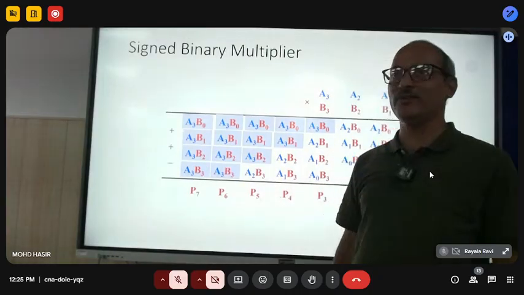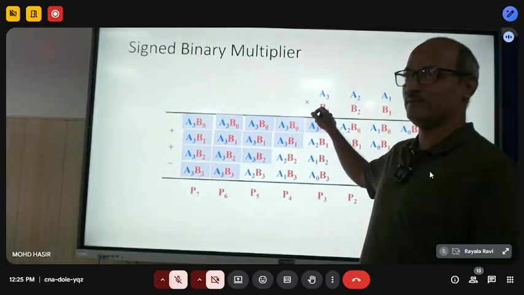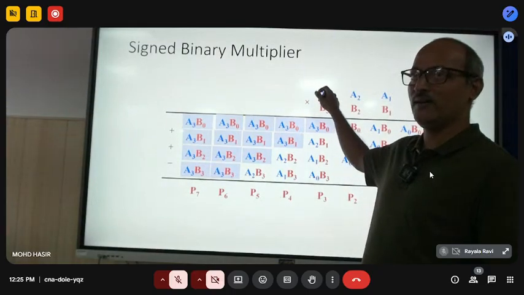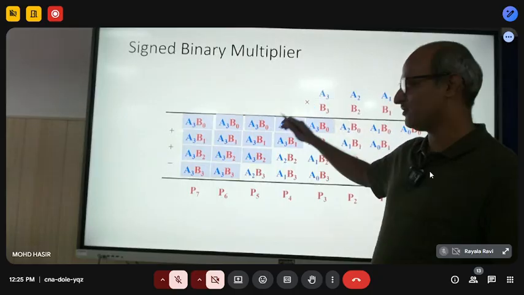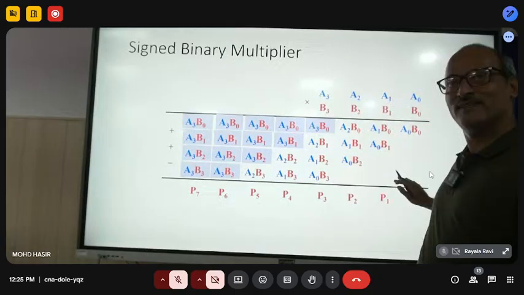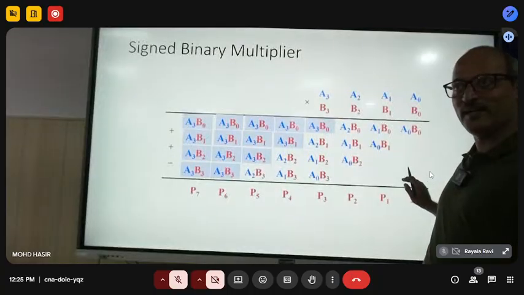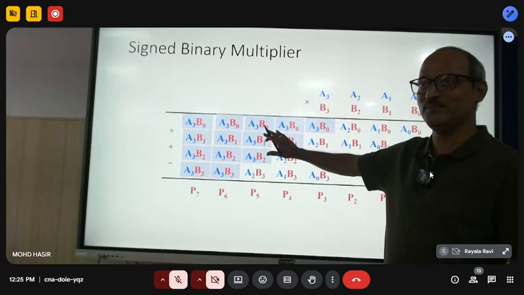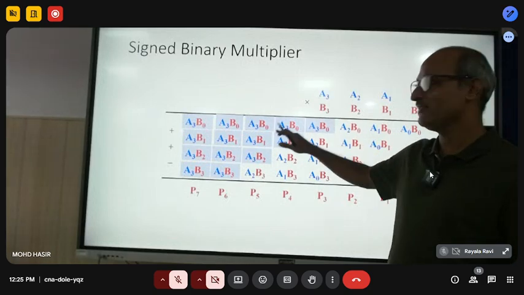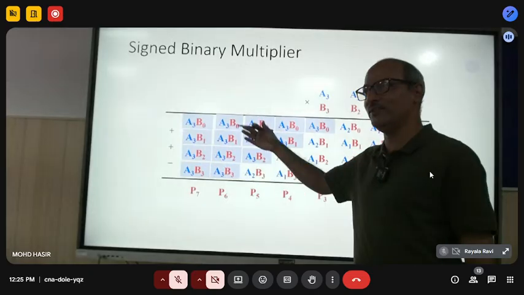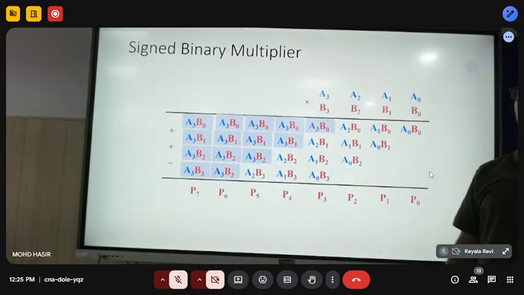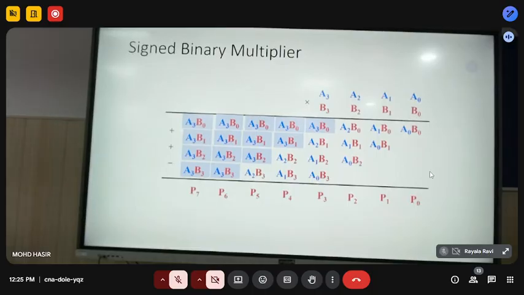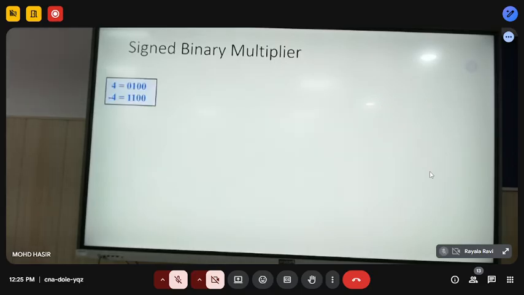If one number is 0 and the other is positive, or 0 and negative, what will happen? The product is 0, so this term will be 0, right? And then only addition will come. Okay. If both are 1, this term will be there, and then you will subtract. Okay. Does it really work? We'll see. Don't worry about that. I'll take you through an example.